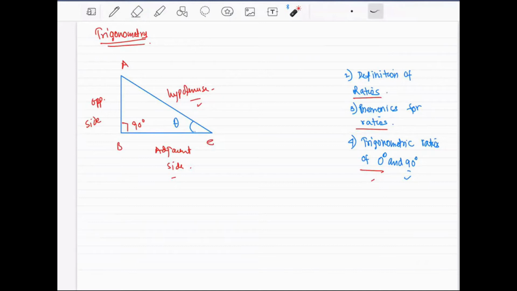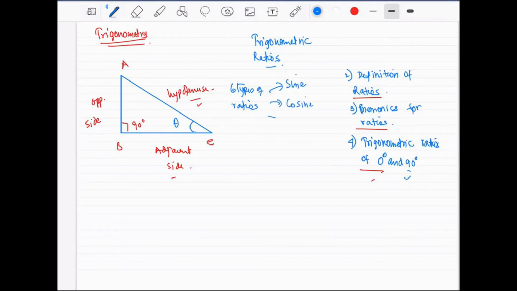Next, let's come to something called trigonometric ratios. We have 6 types of ratios. The 6 types are called by these names. One is sine, next one is cosine. The third one is called tangent. Fourth one is called cosecant. Fifth one is called secant. And the last and the sixth one, we call it cotangent.